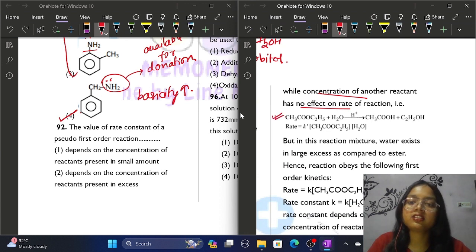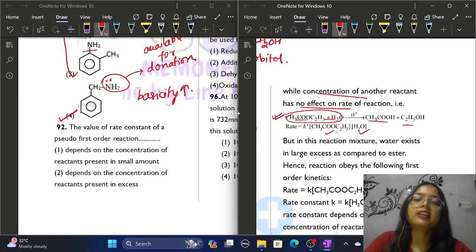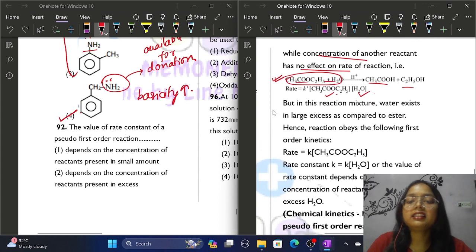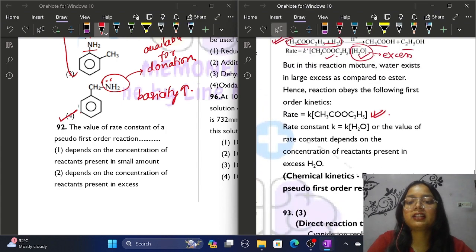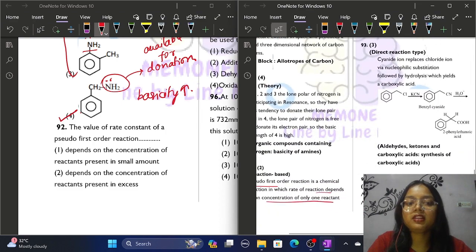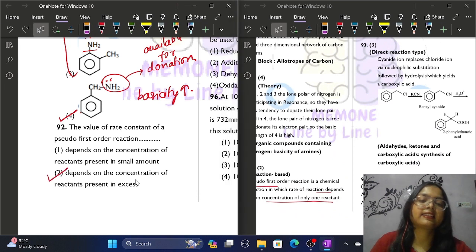Like consider this equation, okay, these are the products and these are the reactants. So it will depend upon the concentration of reactants. So in this case, the concentration of this and water is there. But considering that the water is used in excess in this reaction, it could be neglected. Okay, the concentration of water could be neglected, so we are left with this rate. So accordingly, what will be the correct option? The correct option will be option number 2, that it depends upon the concentration of reactants present in excess.